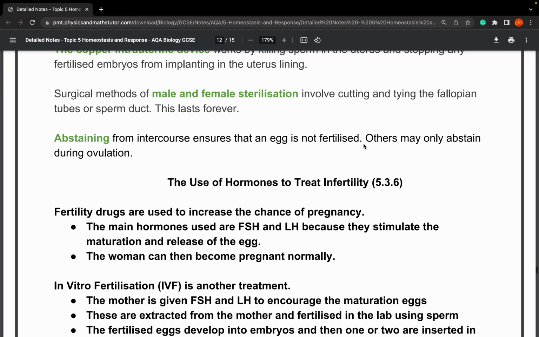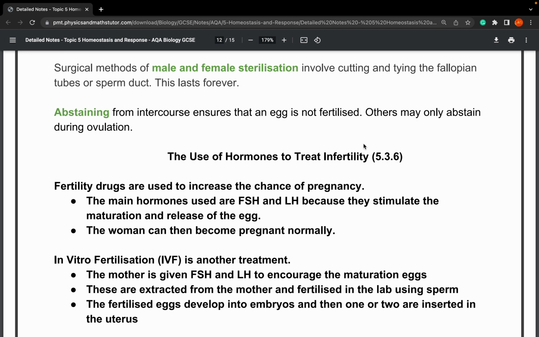Surgical methods like male and female sterilization. From the testes, there is a tube known as the vas deferens. If you cut the vas deferens on both sides, sperm won't come out. In women, it is known as the fallopian tube, which we can cut. In males it is called the sperm duct. Sperm duct or vas deferens, both are the same. The sperm duct's actual medical name is vas deferens, or just say vas.